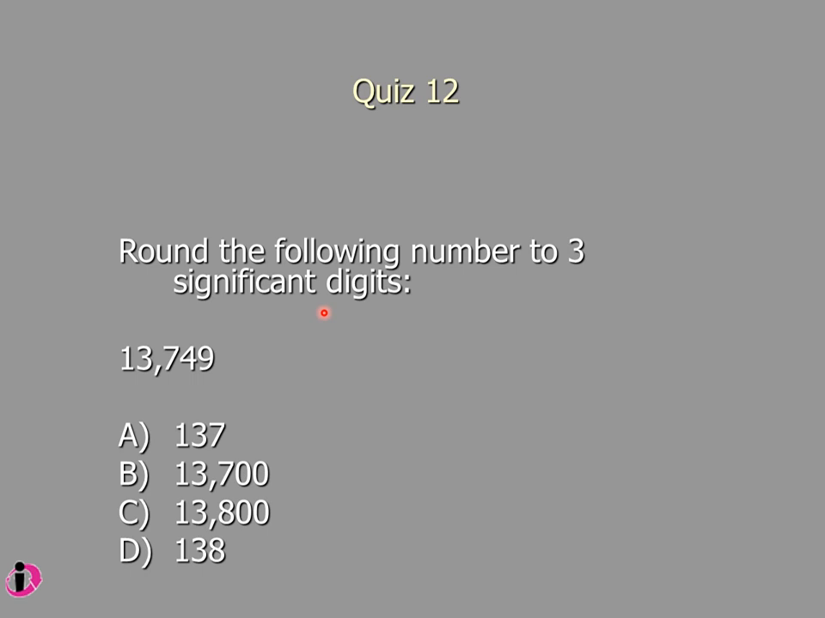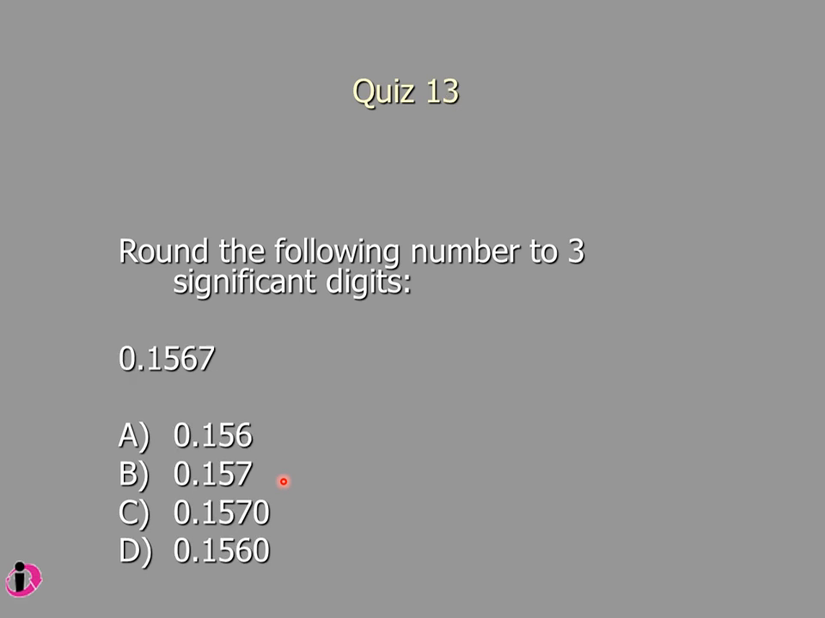Right answer is B, right? Because I'm changing 4, 9 to 0, but this is 4. Remember I mentioned it should be 5 or more to make it 1. I'm saying to add 1 to the last digit. So I'll just keep it B, 13700. I'm just replacing 4 and 9 by zeros.